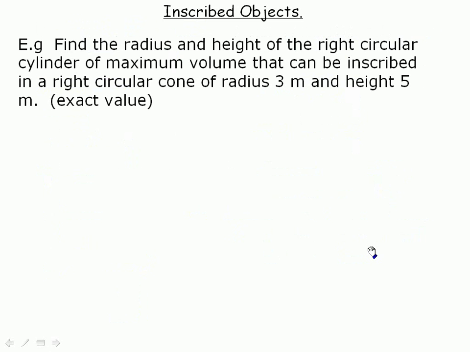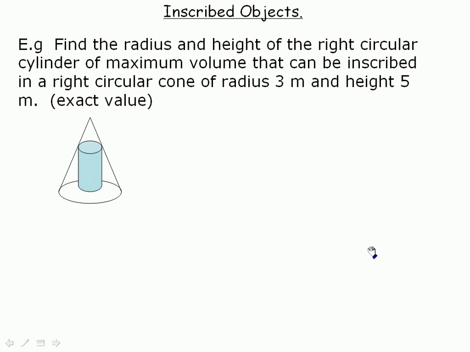Inscribed objects is a wide variety of ones we can do, but we want to find the radius and height of the right circular cylinder of maximum volume that can be inscribed in this right circular cone with a specific radius and a specific height. We want to take this one as an exact value. So this is what we get. For whatever reasons, you're trying to put this cylinder inside this cone. And when it's inscribed like this, it means it's going to have to be in contact. And we want to get the largest, that is in terms of volume, cylinder possible within this.